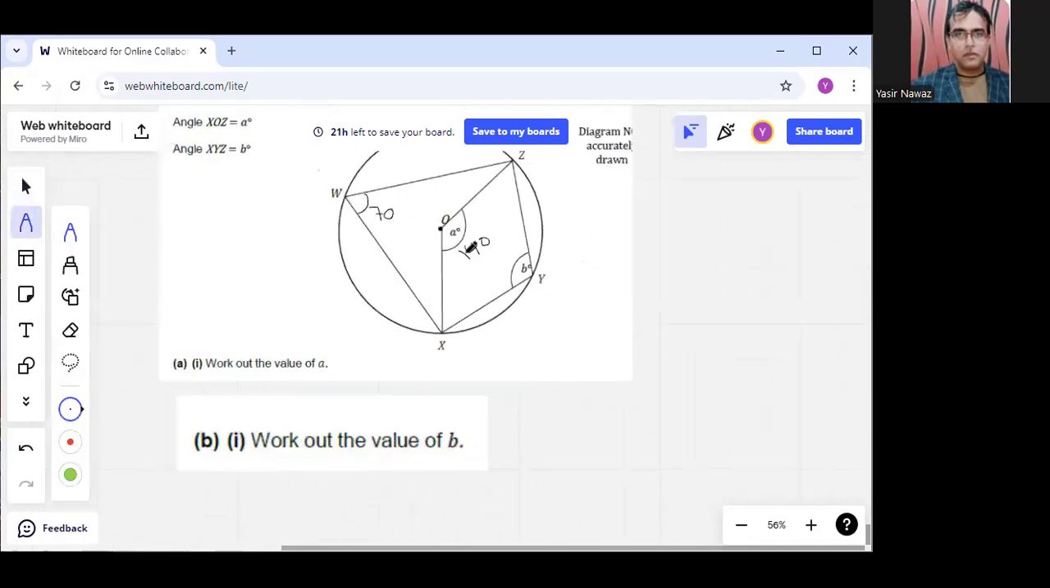For the value of B, it's also a cyclic quadrilateral. One point is here, the second point is here, the third point is here, and the fourth point is here. The sum of opposite angles is 180. So this is 70, and that should be 110. So B would be 110, because the sum of opposite angles in a cyclic quadrilateral is 180. This angle is 70, so that angle would be 180 minus 70, which is 110.